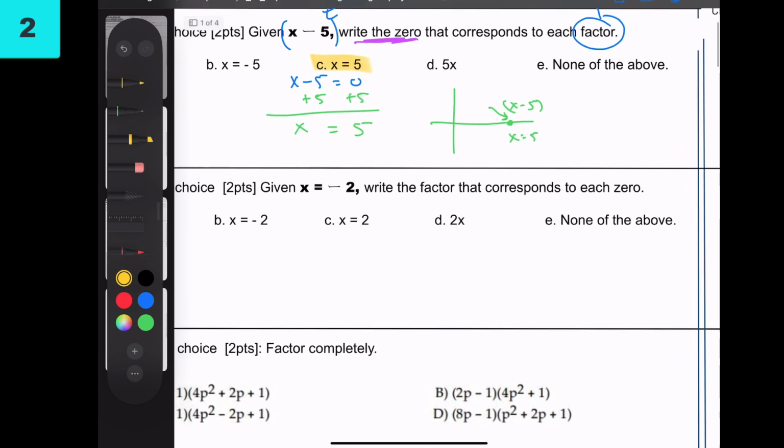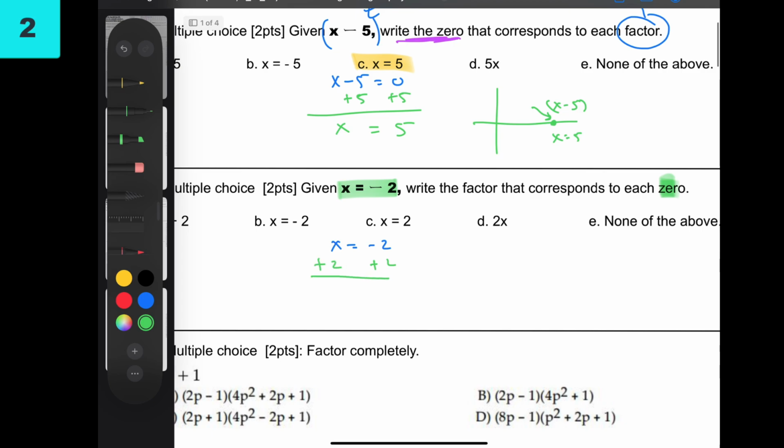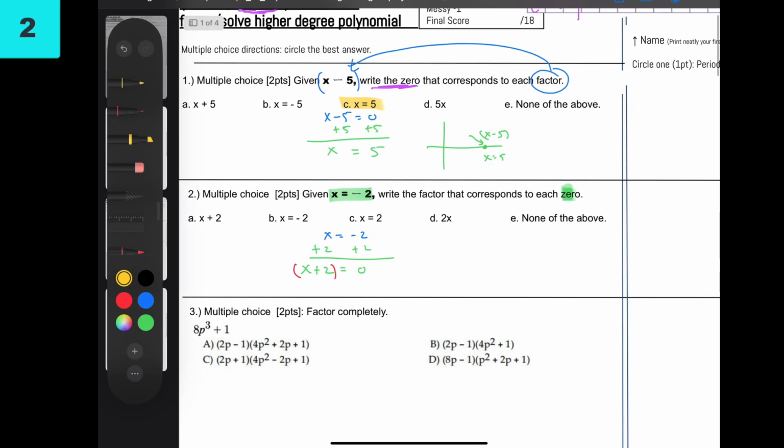Number 2, given x minus 2, write the factor that corresponds to each 0. So remember, this is a 0. Notice there is not set equal to 0, so let's go ahead and do that. X plus 2 equals 0. And if you want to, you don't have to, but you can put parentheses around it to make you feel a little more confident about it. So that would be choice A.